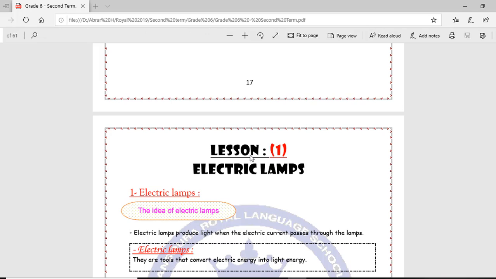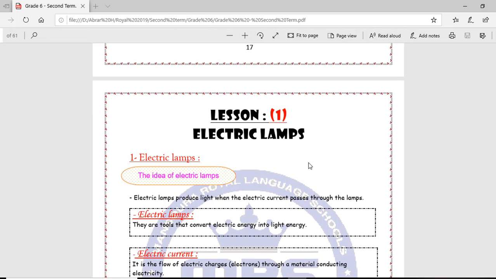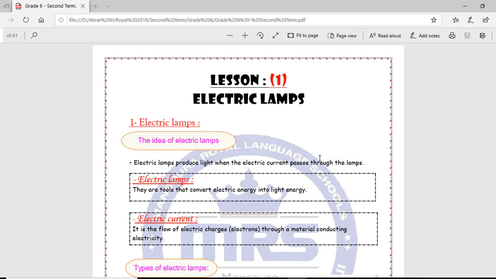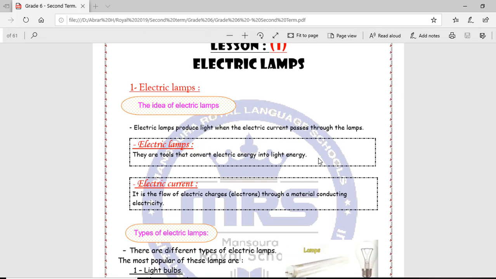In this lesson, we will study two main subjects. The first one is the electric lamps, and the second one is the electric circuits. Let's talk first about the electric lamps. The electric lamps produce light when the electric current passes through them.